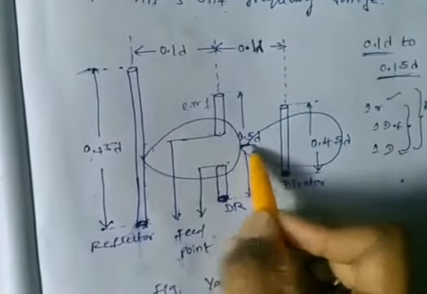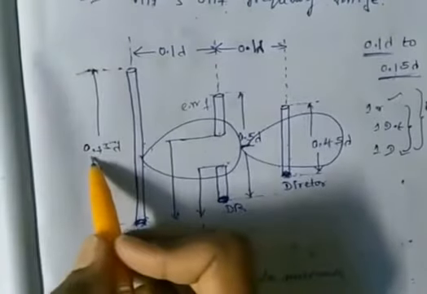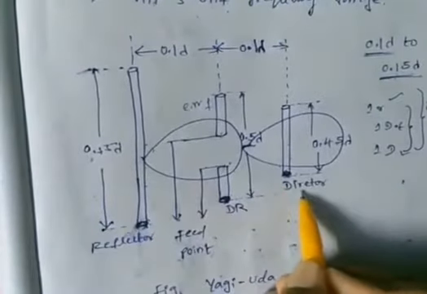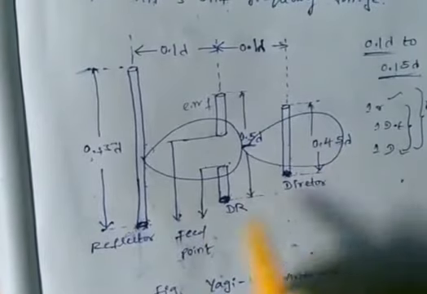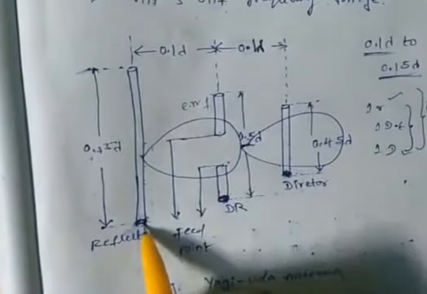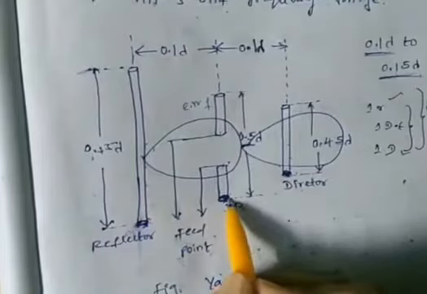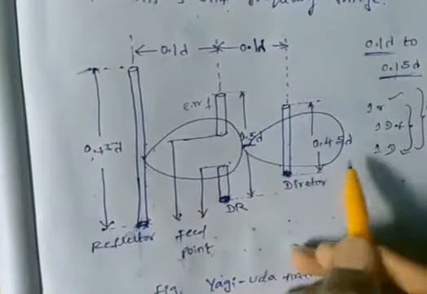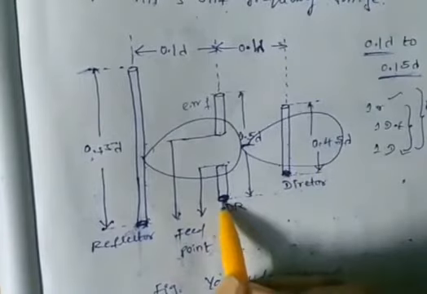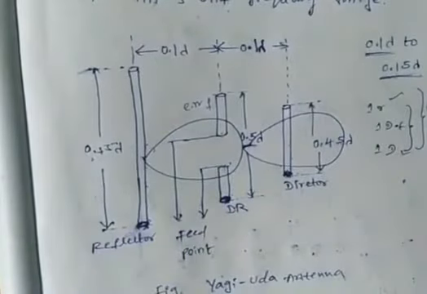So depending on this, what is the reflector length? 0.55 lambda. What is the director length? 0.45 lambda. Why? Because we have to keep the reflector length 5% more than the length of the driven element, and the director length 5% less than the length of the driven element. This is the structure of the Yagi-Uda antenna.